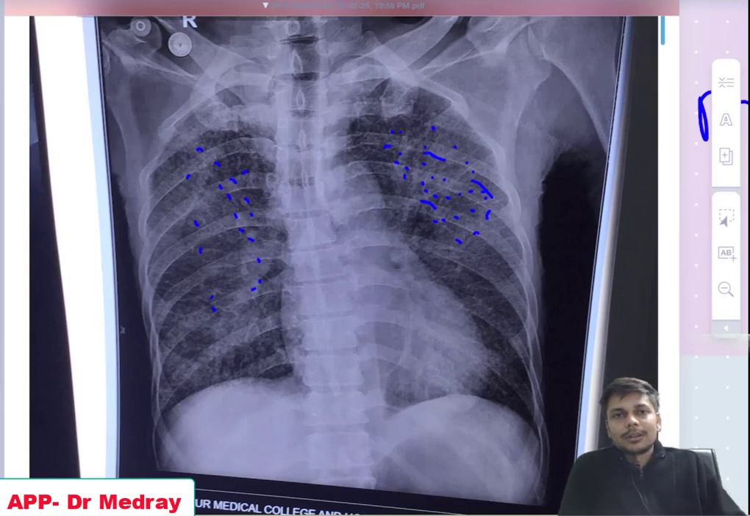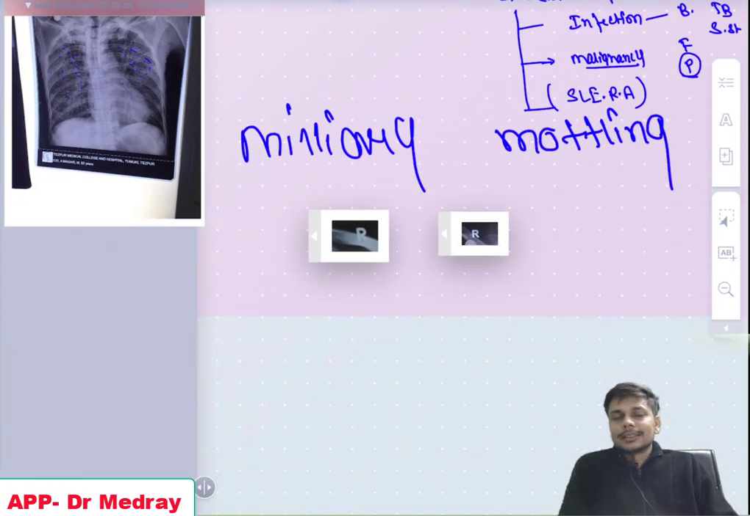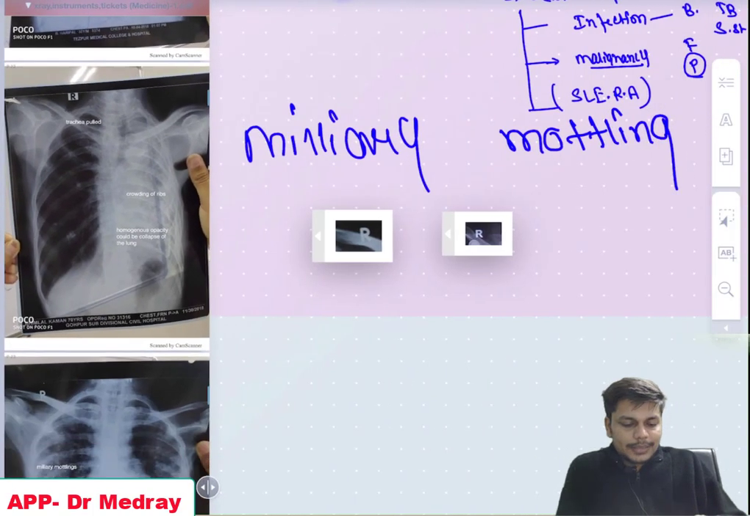It is suggestive of miliary mottling X-ray. The most common cause of miliary mottling in our setting is tuberculosis. Can you see this X-ray of miliary mottling?